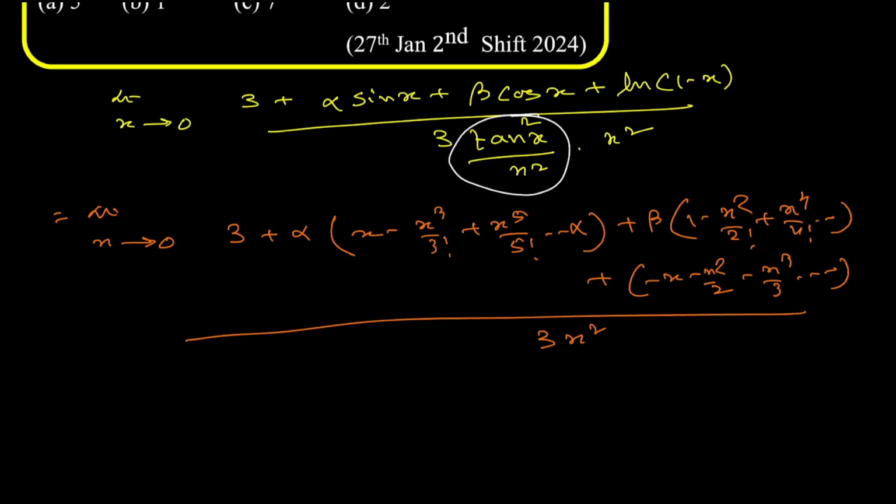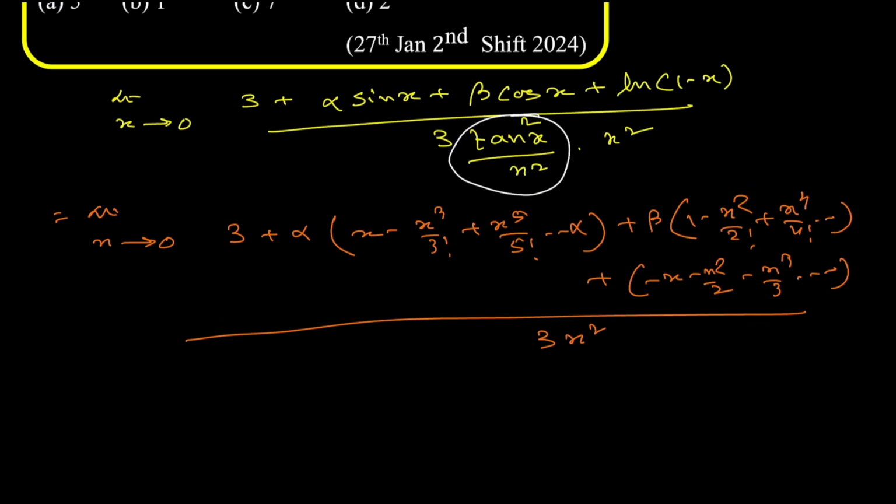So what I'll do is simple: look for the powers of x. This is 3, a constant term. One more thing I forgot to tell you is that the constant term and the single power of x should both be 0. So what is the constant term? This is 3 and this is beta. So 3 plus beta is 0.